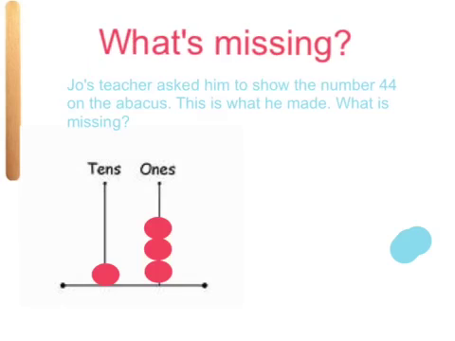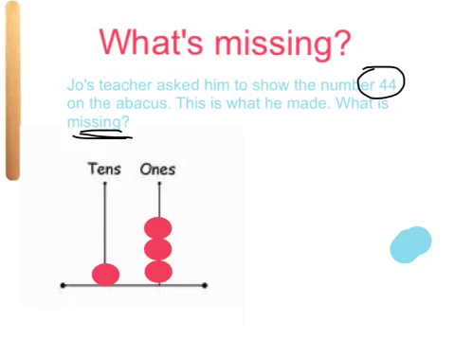Let's have a go at a problem using an abacus this time. Here's the problem. Joe's teacher asked him to show the number 44 on the abacus. This is what he made. What is missing? So we know on an abacus this first spike shows us the tens and this second spike shows us the ones. And these beads show how many in each column. So he needed to make the number 44. That's important information. And there's something missing, so we're going to have to add to it.